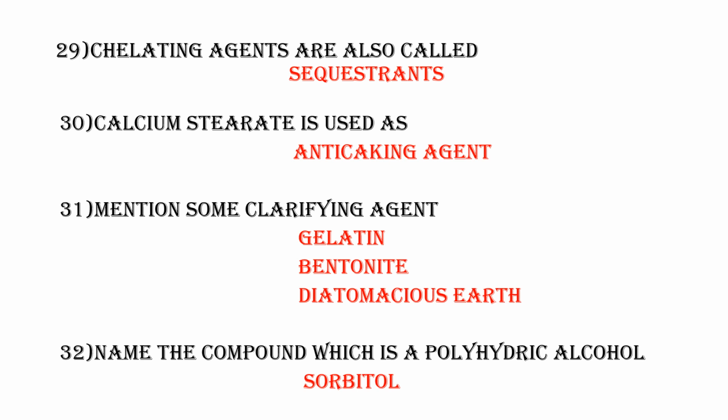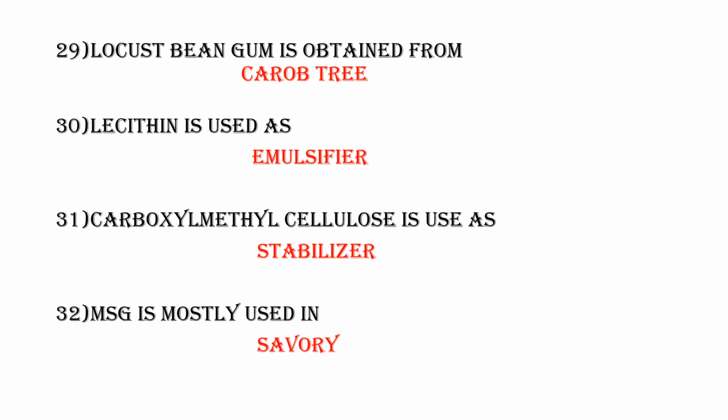32nd question. Name the compound which is a polyhydric alcohol. So, sorbitol is a polyhydric alcohol. Next question. Locust bean gum is obtained from. So, from which tree do we get locust bean gum? From the carob tree we get locust bean gum. Lecithin is used as an emulsifier. We all know that lecithin is used as an emulsifier.